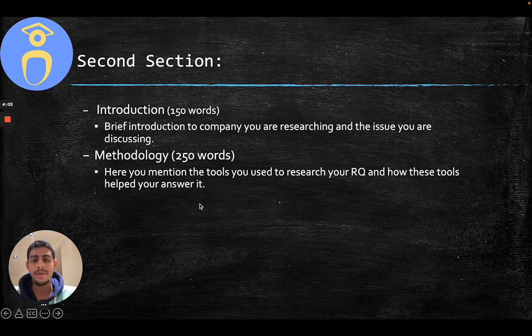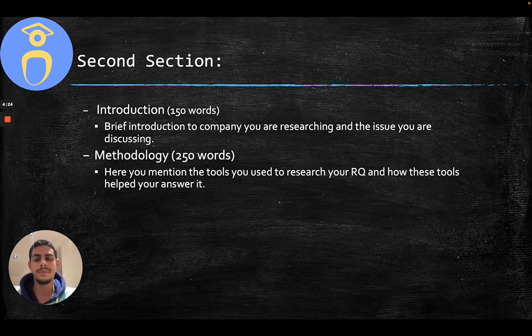After that, you have your introduction, which is 150 words. This should be a brief introduction to the company that you're researching and the issue that you're discussing. You should also mention your research question and the context and methodology behind choosing the research question that you came up with. After that, you have your methodology, which is around 250 words.